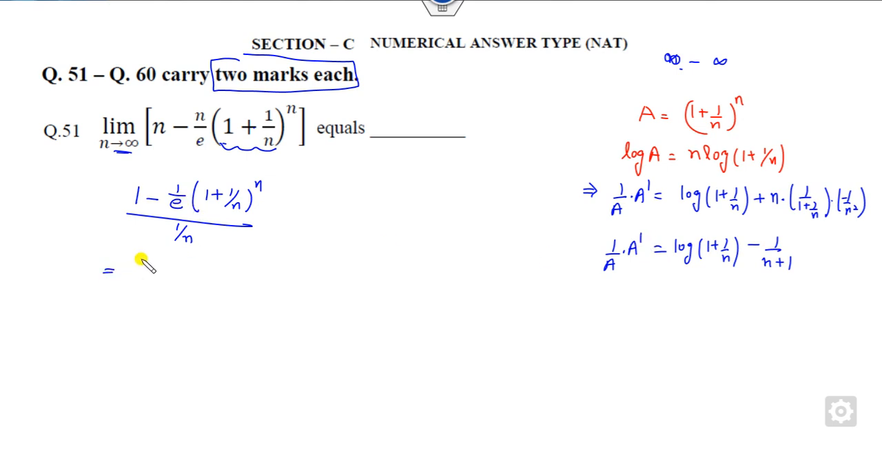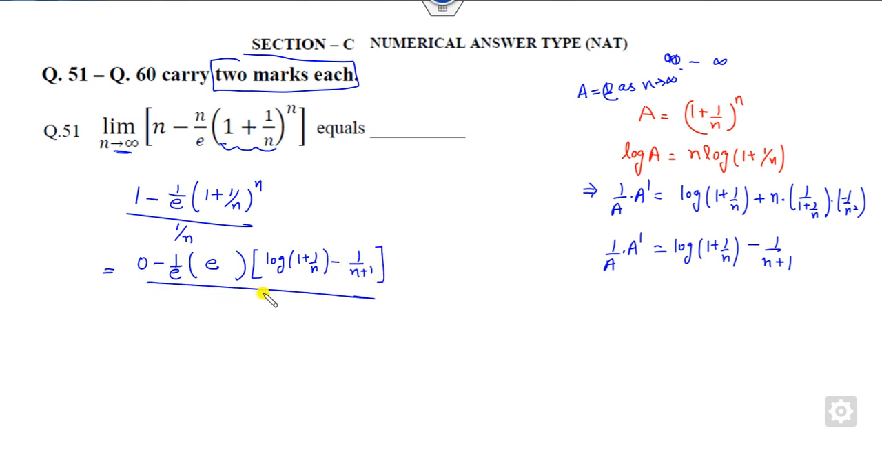So if you substitute this value, this is 1 by e. What is the derivative of a? What is the value of a? As n approaches infinity, a goes to e, so this value is e. So a dash is e times, what is that? This is nothing but log 1 plus 1 by n minus 1 by n plus 1 divided by minus 1 by n square. So clearly again it's a 0 by 0 form, because when n is infinity it's log 1, and log 1 is 0, so 0 minus 0 is 0.